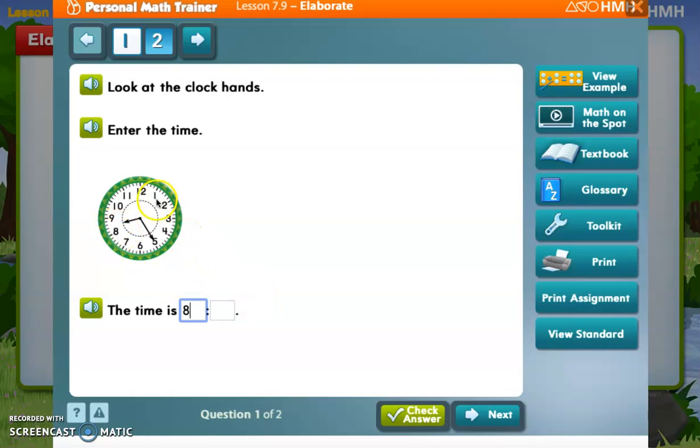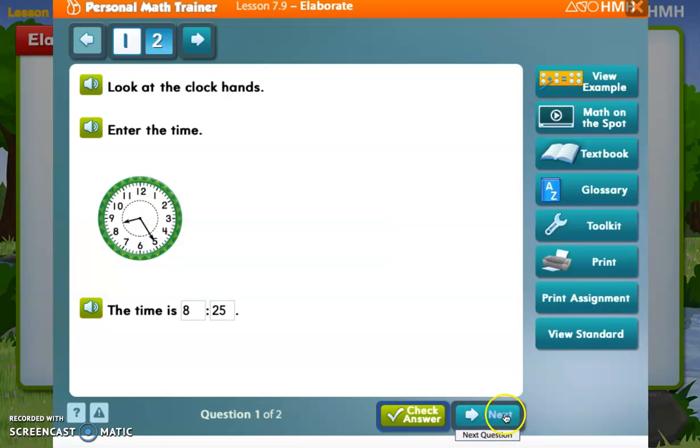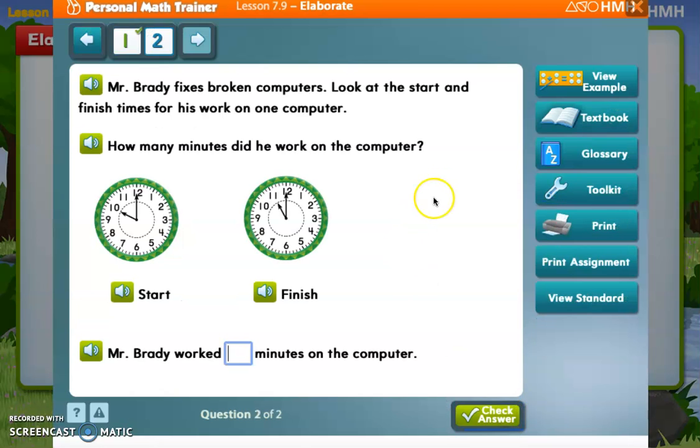And then we're going to, again, use the numbers over here on the outside to count by fives to figure out how many minutes past 8 there have been. So 5, 10, 15, 20, 25. So we can say that the time on the clock shows 8:25. Great work! Okay. Now let's go on to the next question.